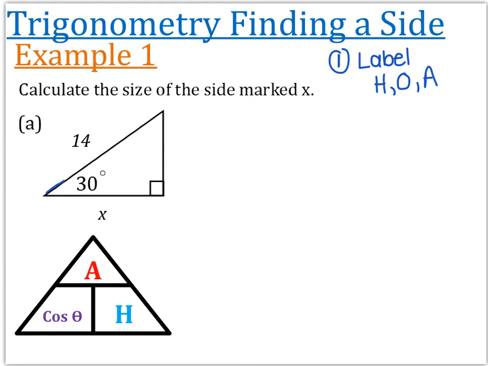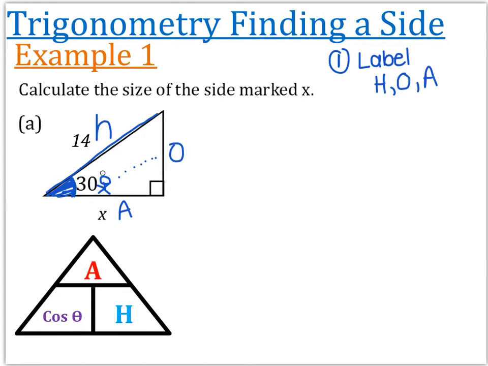This side over here that is opposite to the right angle is the hypotenuse. And this is the angle that we're interested in right here, this 30 degrees. So if I stand right here and I walk directly across, that is the opposite side. And then the last side is the adjacent side.